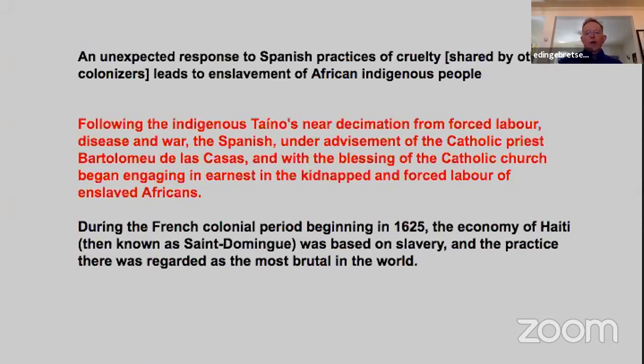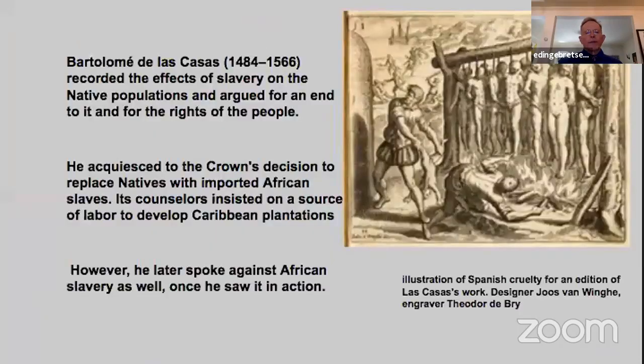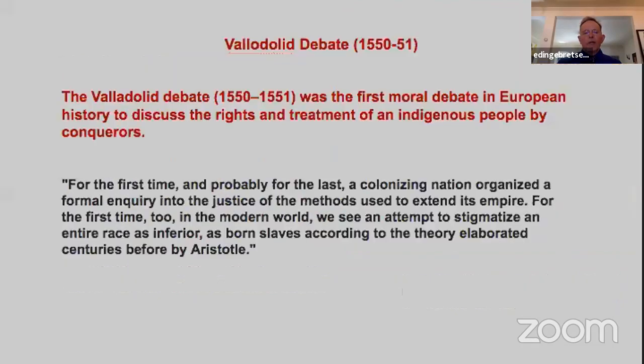During the French colonial period, 1625, Haiti's economy was based on slavery, and the practice there was the most brutal in the world. Again, we saw this earlier, an illustration of Spanish cruelty from an edition back in 1650. I don't need to belabor that.